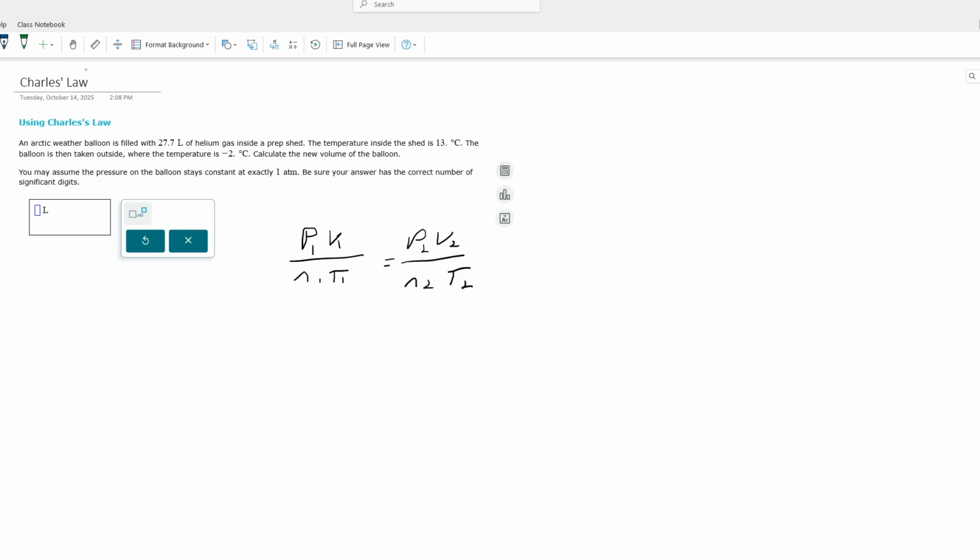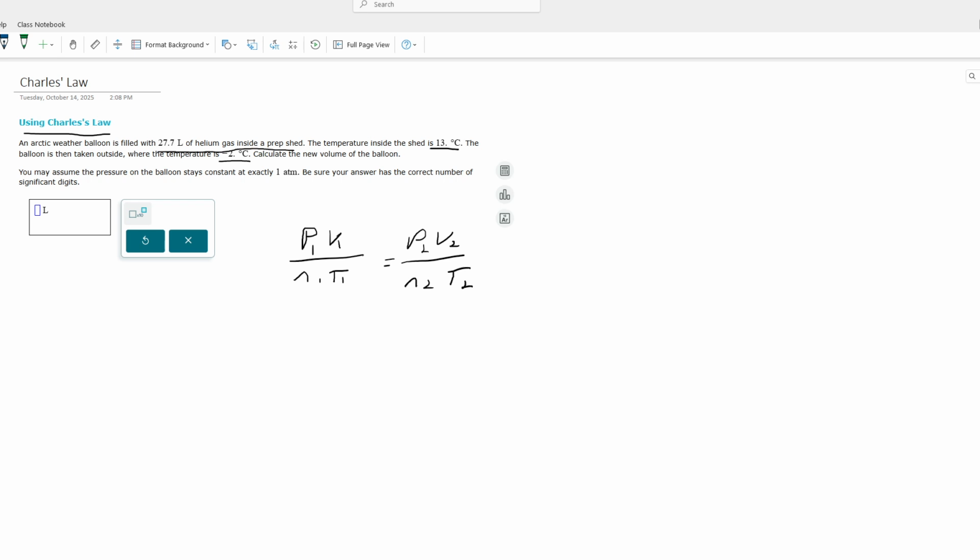And so I look at the problem because we're told that we're using Charles's law, but we don't always know that sometimes. And so let's read the problem. We have a certain volume of helium gas inside of this balloon, and it's at 13 degrees C, so a little bit chilly out there. The balloon is then taken outside where the temperature goes way down below freezing. Calculate the new volume of the balloon.